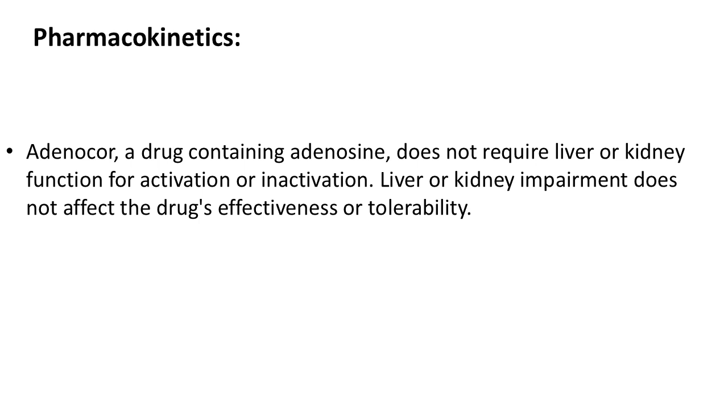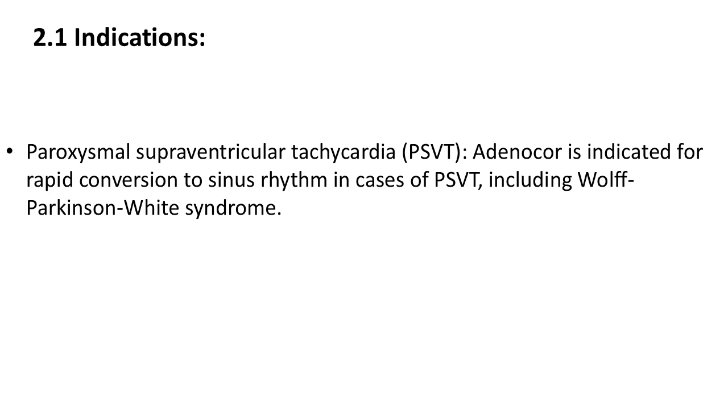Pharmacokinetics. Adenocor, a drug containing adenosine, does not require liver or kidney function for activation or inactivation. Liver or kidney impairment does not affect the drug's effectiveness or tolerability. 2.1 Indications. Paroxysmal supraventricular tachycardia (PSVT). Adenocor is indicated for rapid conversion to sinus rhythm in cases of PSVT, including Wolff-Parkinson-White syndrome.